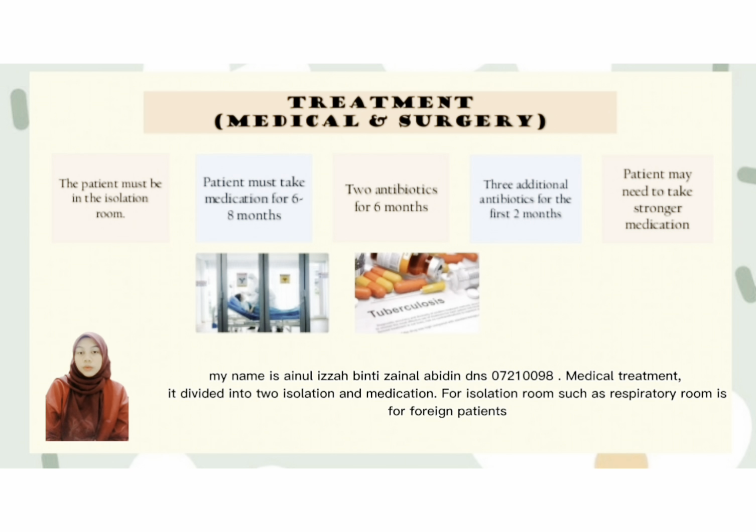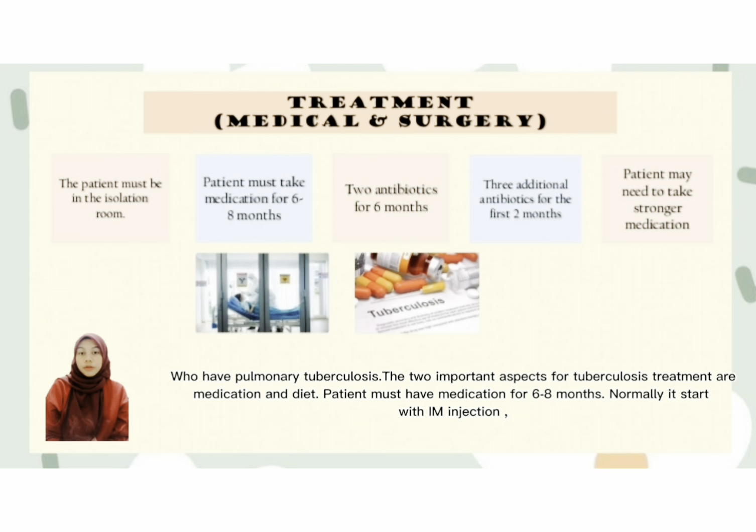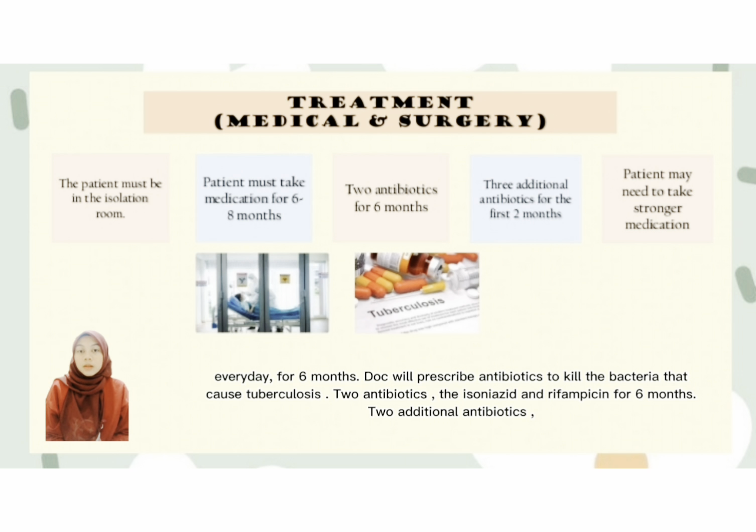Medical treatment is divided into isolation and medication. An isolation room, such as a respiratory room, is for patients who have pulmonary tuberculosis. The two important aspects for tuberculosis are medications and diet. Patients must take medication for 6 to 8 months. Normally, it starts with an IM injection every day for 6 months.